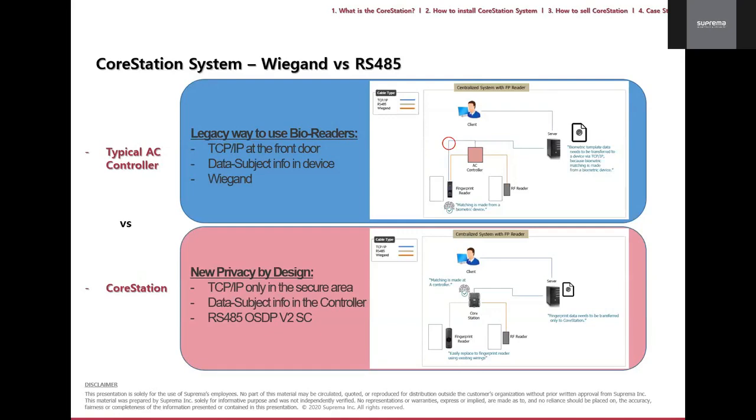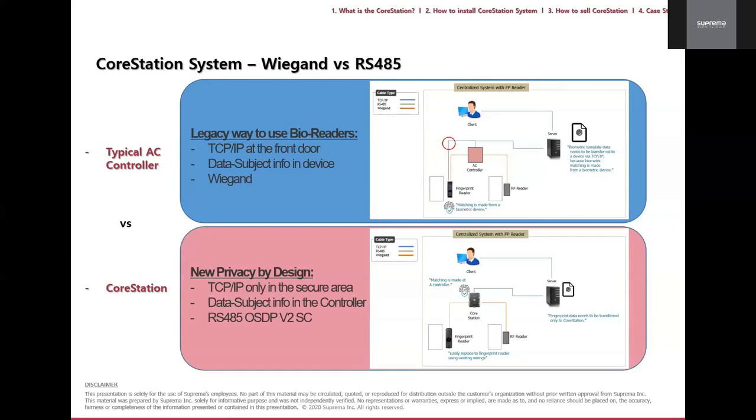Whereas you can see the benefit of getting a CoreStation from an installation standpoint: you have just one point of network from the server to the CoreStation, and then you can add multiple devices via RS-485, which then go to the CoreStation for the matching of credentials and then basically trigger the relay. And then you can also have multiple RFID readers that will connect back to the CoreStation as well.